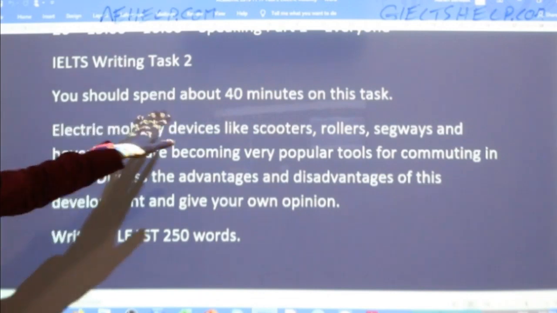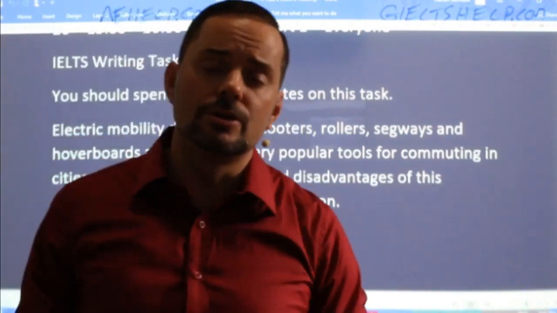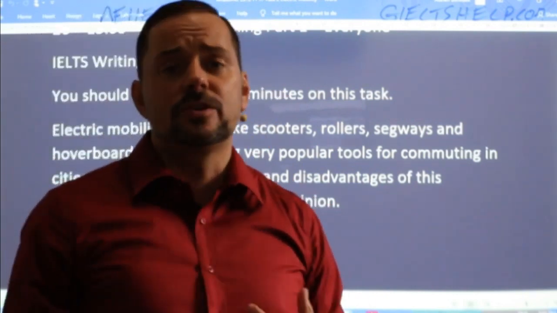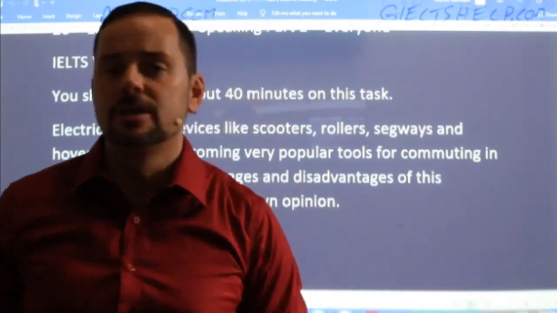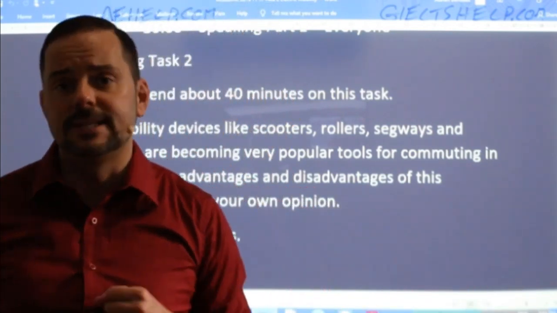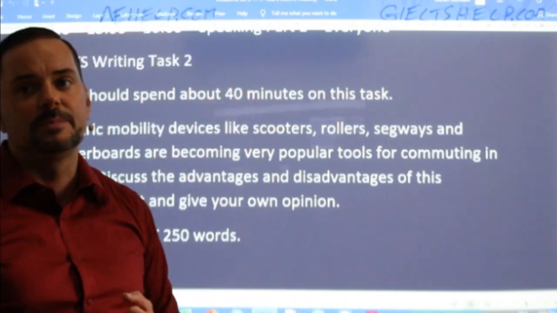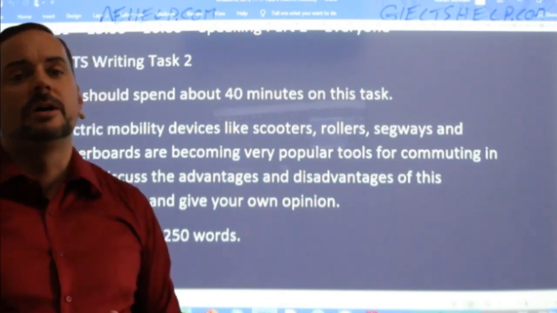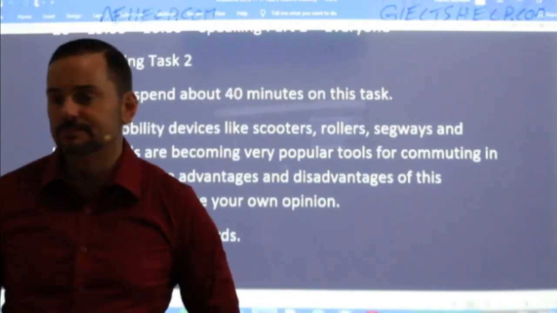You should spend about 40 minutes on this task. It's worth 2/3 of your total writing score. So make sure that you spend 2/3 of your time in the writing section, the 40 minutes. They will not tell you when the 20 minutes is up for task 1. So be careful, pay attention. Make sure to time yourself at home when you're doing these, okay?